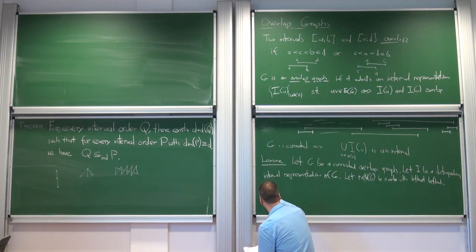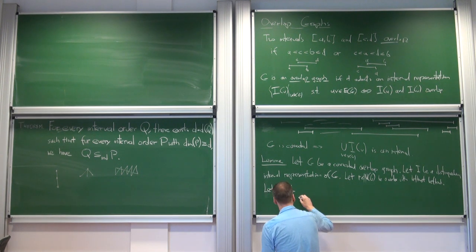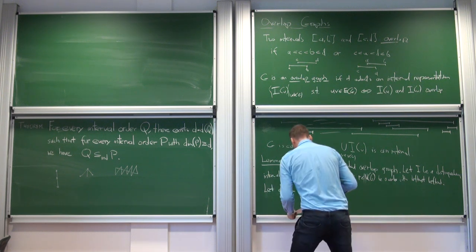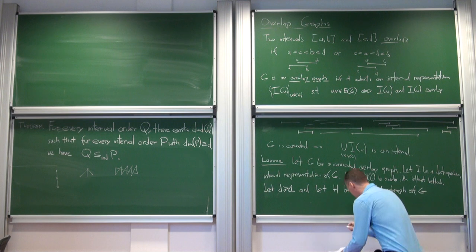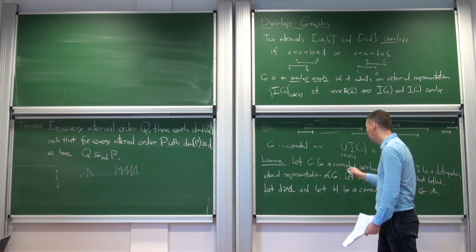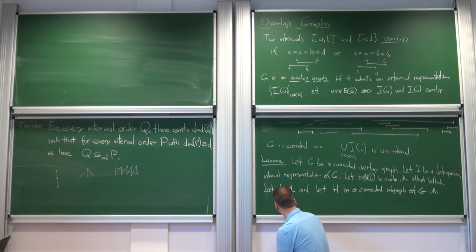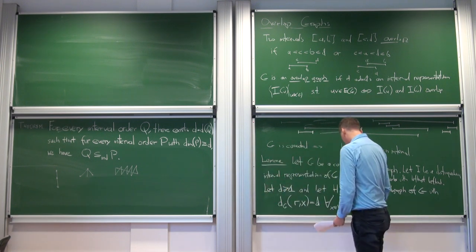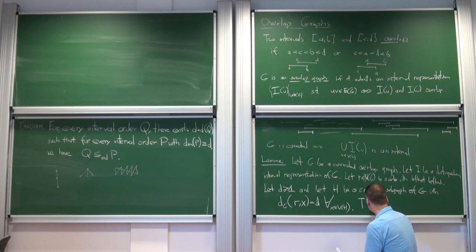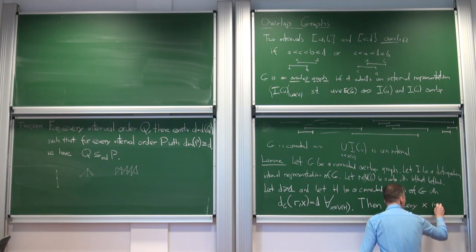Now, given a positive integer d, consider a subgraph H, a connected subgraph of G, such that all the vertices in H have the same distance to R in G. Such that the distance in a graph from R to x is equal to d for all x vertices in H. Then for every x in H, we have the following.